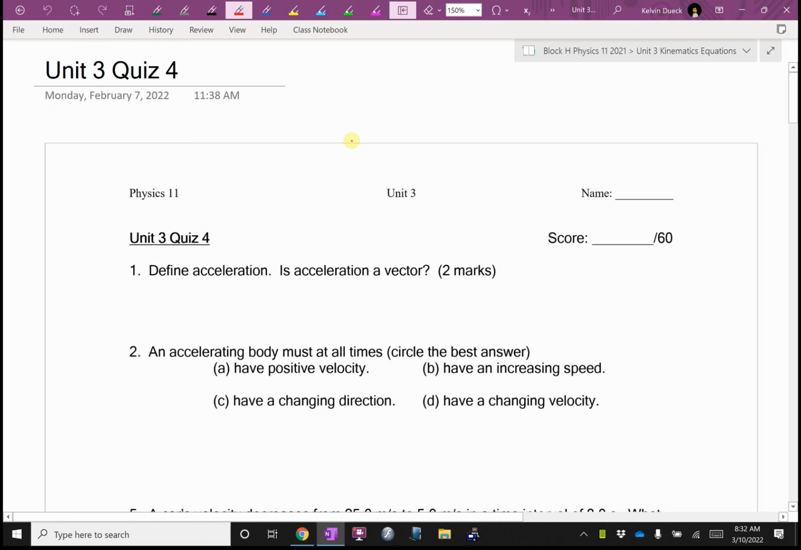Number 1 says define, oh, sorry, almost forgot to put the name of my favorite student.